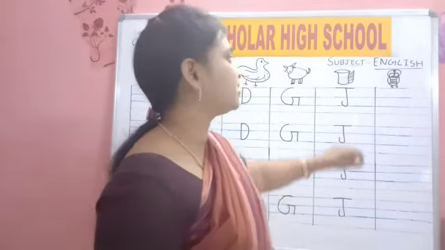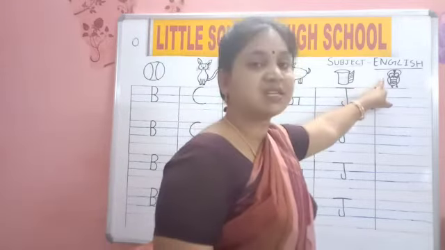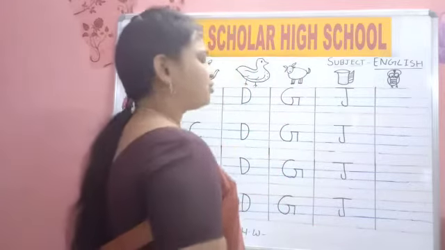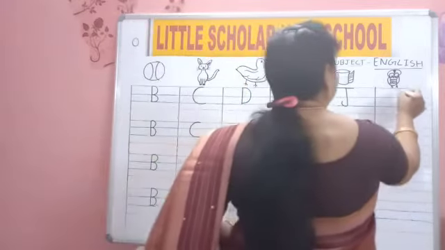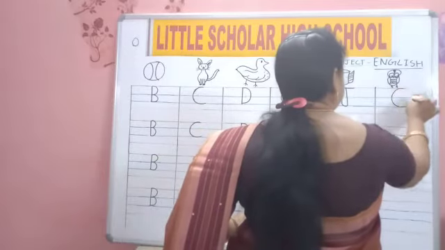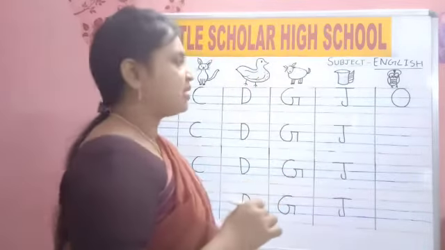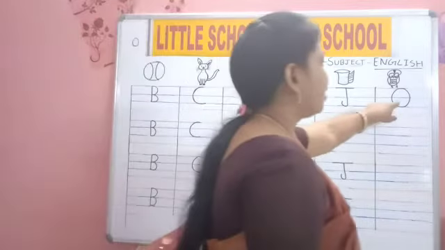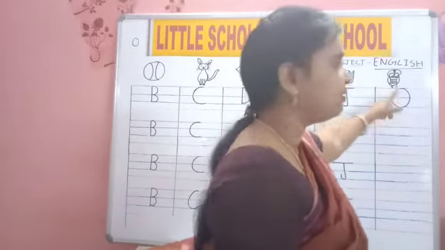Now one more letter we have learned. What is this? Which picture is this? Owl. O for owl. How to write O? Very easy. One big circle. Yes. What is this? O. O for owl. Very easy, no?